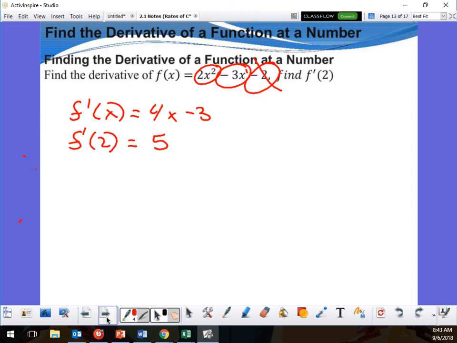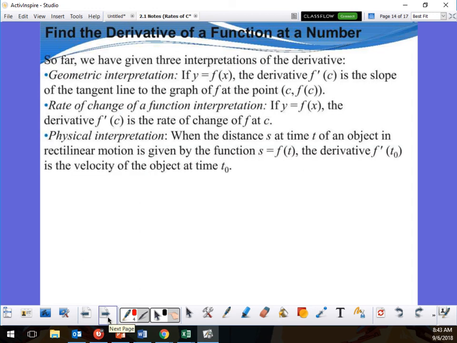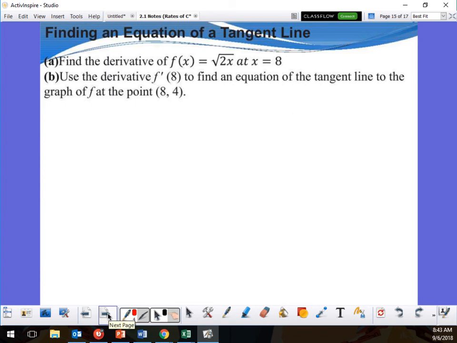So, you like my voodoo math? I hate you. Okay, you can hate me all you want. All right, here's some more stuff.